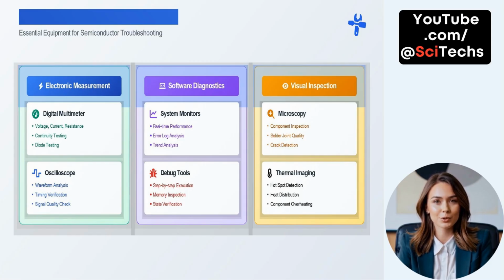Debug tools are equally important. They let engineers step through code execution, inspect memory states, and verify logic states, which is crucial for software-controlled equipment. Lastly, visual inspection includes microscopy, useful for checking component placement, solder joint quality, and identifying cracks. Thermal imaging reveals hot spots, heat distribution issues, and potential overheating, often the hidden root cause of intermittent failures. Each of these tools plays a vital role in diagnosing and resolving equipment issues efficiently and accurately.